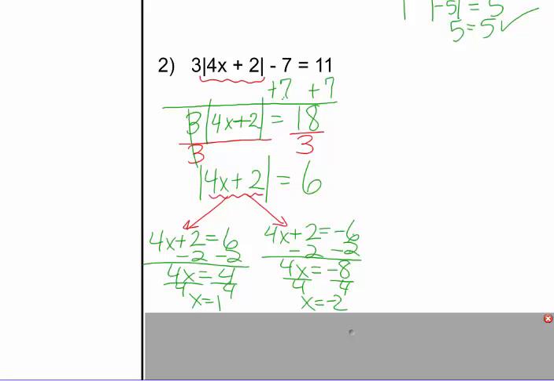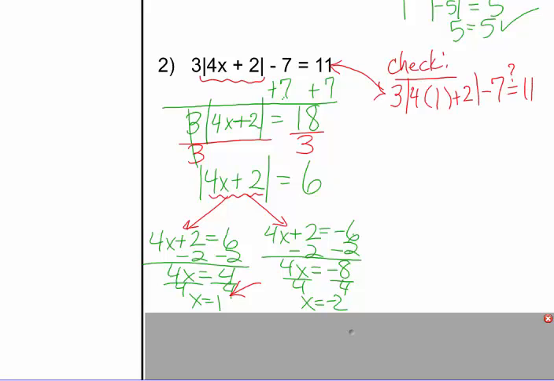And again, as before, we need to check our solution. So we'll do the check over here on the right. When you check, again, you must check in the original equation. So this is the equation that we're going to use to do our check. So we have 3, absolute value, 4 times x. So in this case right here, our x was 1. So we're going to put a 1 in there, plus 2, absolute value, minus 7 equals 11. So we're going to check to see if that works.